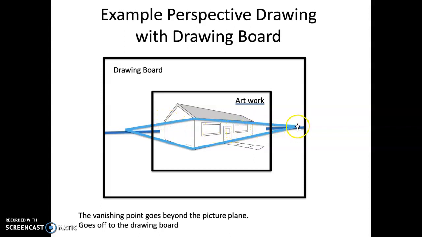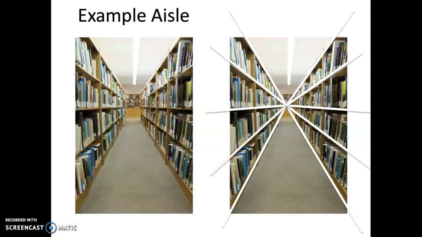Now, again, let's say that I have vanishing points and I actually draw on my drawing board or a sheet of paper over it, and then I have 2 vanishing points on either edge. So we still have this natural end that it doesn't become like a point. The vanishing point goes beyond the picture plane, goes off the drawing board. That makes it look more naturalistic. Okay, so walking down an aisleway.